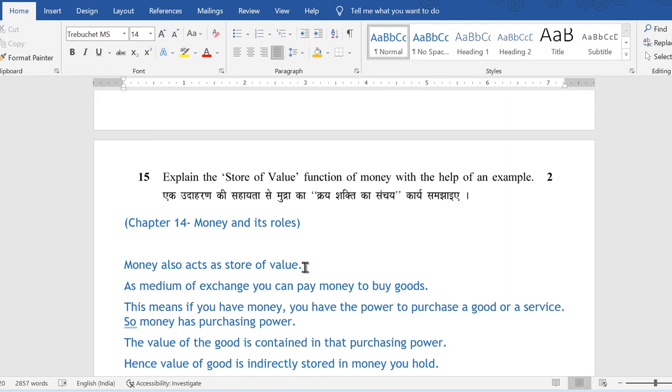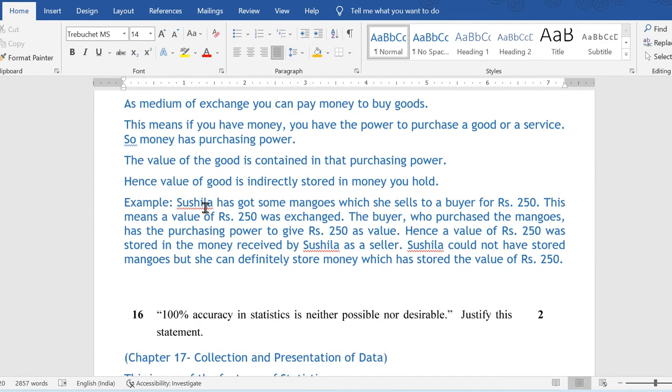Money also acts as a store of value, that is, money has value. As a medium of exchange, you will pay money in order to buy goods. This means that if you have the money, you have the power to purchase a good or a service. That means money has purchasing power. The value of the good is contained in that purchasing power. In other words, the value of the good is indirectly stored in the money that you hold, which you will use in order to buy that product.